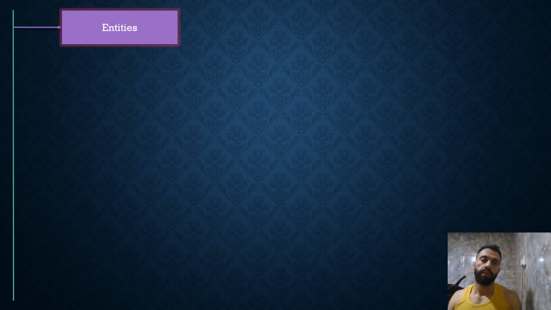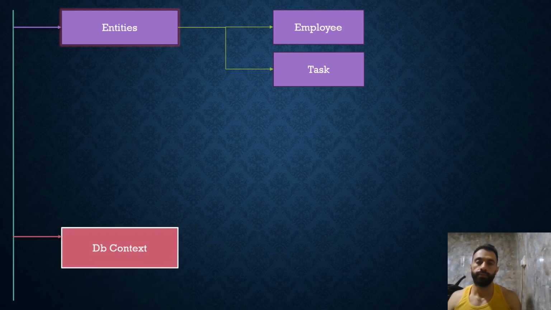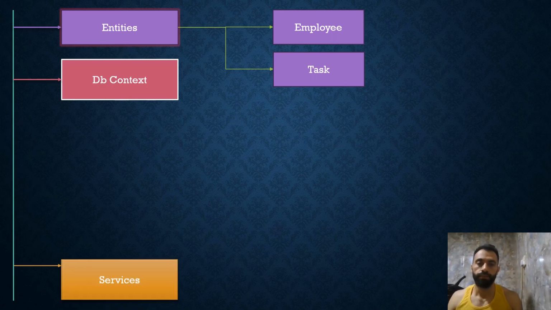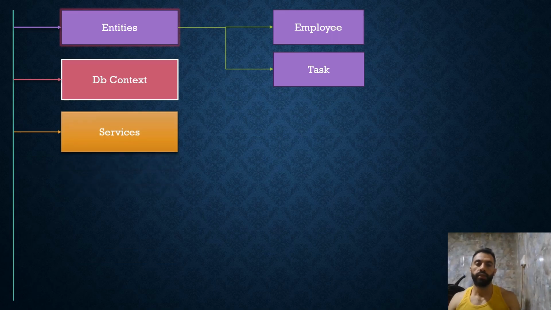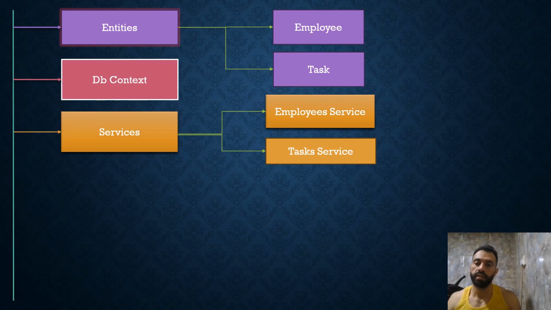First, we will create the entities folder, which contains both the employee entity and the task entity. Then we'll create the DB context folder, which contains the DB context. Later we will create the services, which include the employee service and the task service.